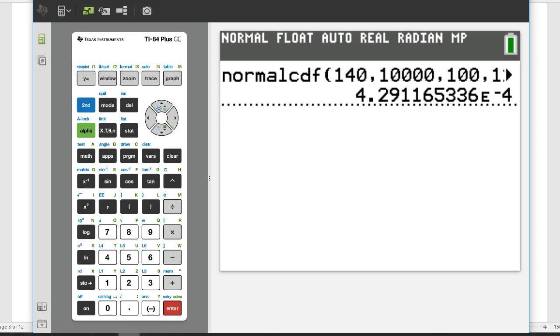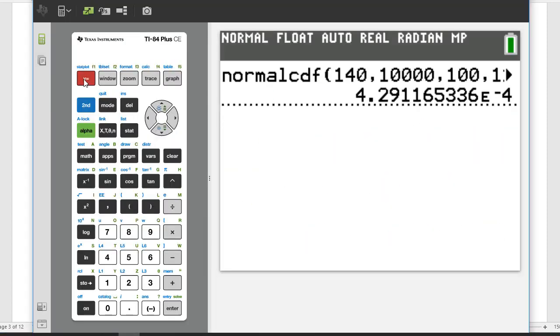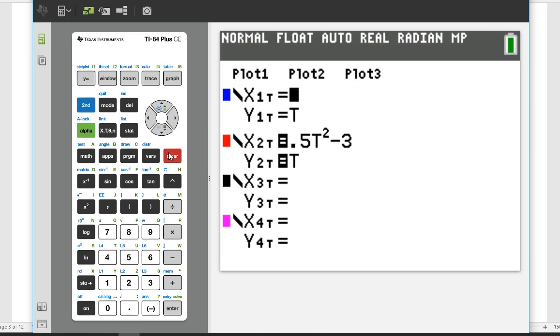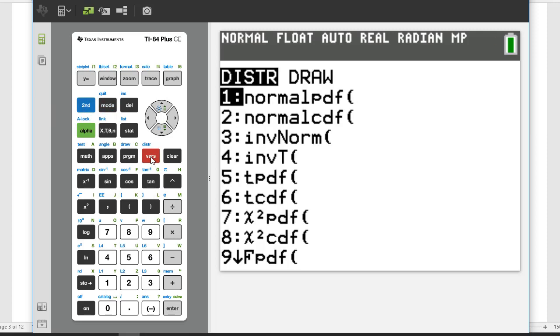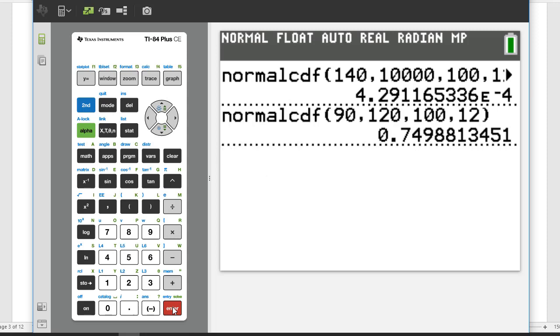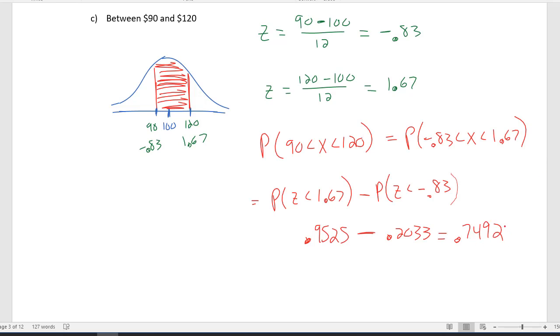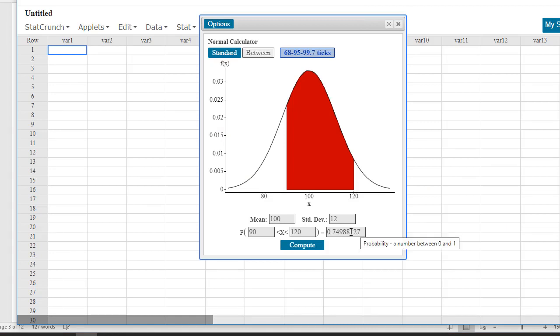So if I'm using something like a TI calculator, it's going to be similar. I'm going to go from 90 to 120. So my second, let me clear, get out of here. Second mode and quit. Second distribution, I'm going to call out normal CDF. My lower bound was 90. My upper bound was 120. And then my same mean and standard deviation. And this is 0.7499 if I round. So 0.7492 is what we got there. What we got from StatCrunch was 0.7499. So again, our technology is matching in that case.